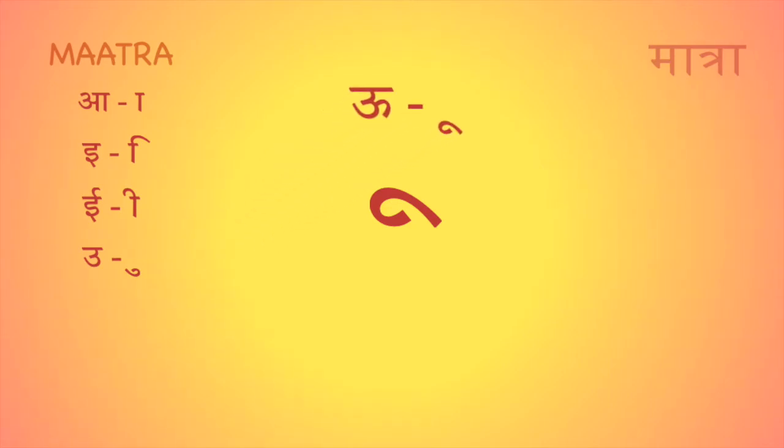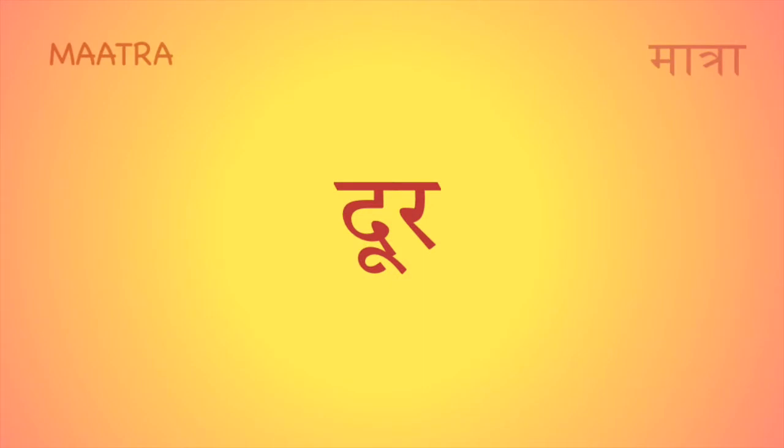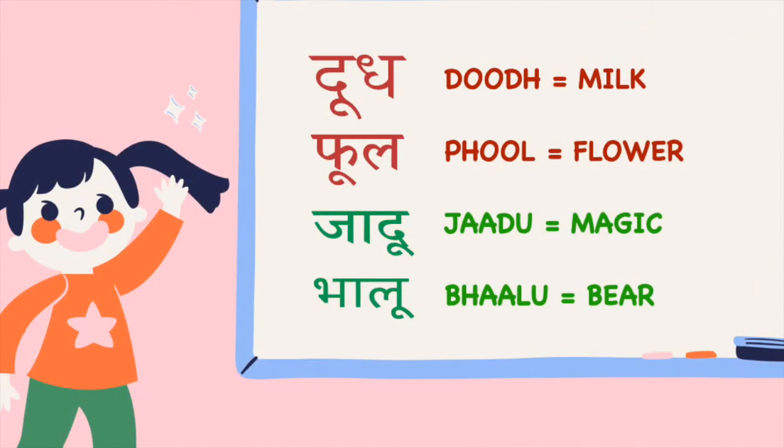Yes, this is badi u ki Maatra, the lengthy u, oo. When you add oo to a letter, it gives that long sound. Here it was added to the d, it became dur. Let's look at some more words that have this Maatra.